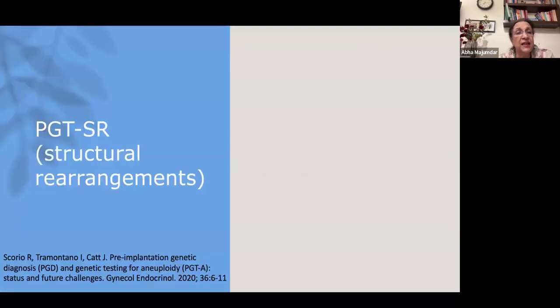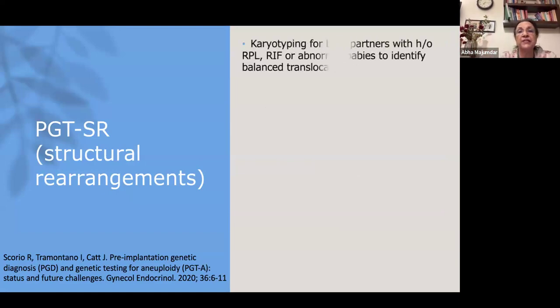So PGT-SR, structural rearrangement. I come to the second indication, which is often encountered by obstetricians. How do these patients present? How do we find out that there is a structural rearrangement? Karyotyping of both partners. And whom do we karyotype for?